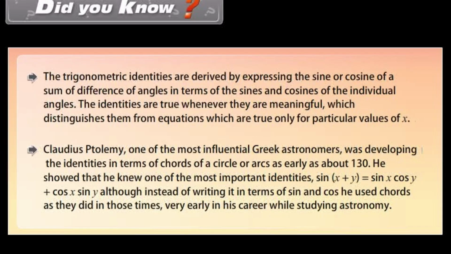He showed that he knew one of the most important identities, sin (x plus y) is equal to sin x cos y plus cos x sin y, although instead of writing it in terms of sine and cosine, he used chords, as they did in those times, very early in his career while studying astronomy.